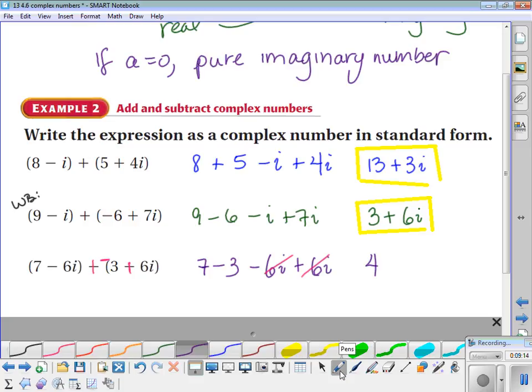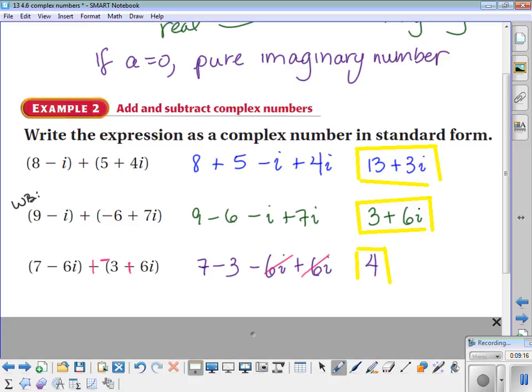So is 4 a complex number? Actually, it still is. It's a complex number where b is equal to 0. So it's also a real number. But a real number is a subset of complex numbers. So, yes, Lonnie?